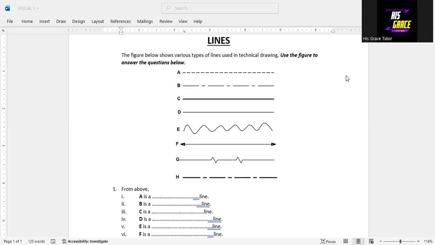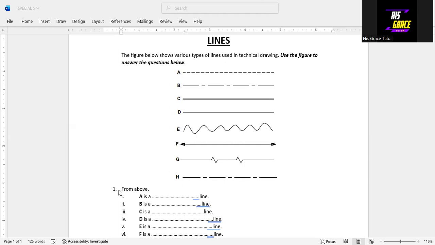We are still looking at special questions, and here we want to look at questions on lines. The figure below shows various types of lines used in technical drawing. Use the figure to answer the questions below. All right, so here we have the questions.